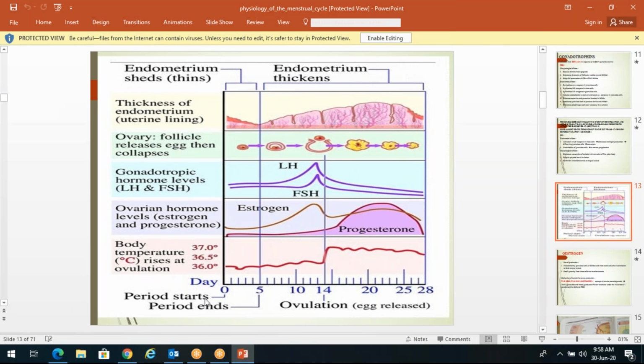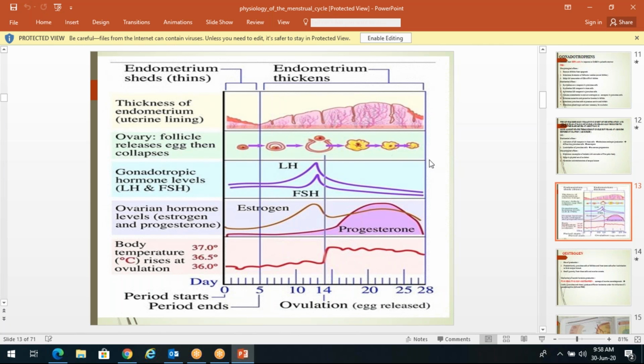So, as I said previously, how do the endometrium, LH, FSH, ovary, estrogen, and progesterone change throughout the cycle from day 0 to day 28? Look at the thickness of the endometrium. This is the point of ovulation. Before ovulation, it is in the proliferative phase. After ovulation, it is in the secretory phase. The endometrium is a little thinner around ovulation, and in the secretory phase it gradually thickens.